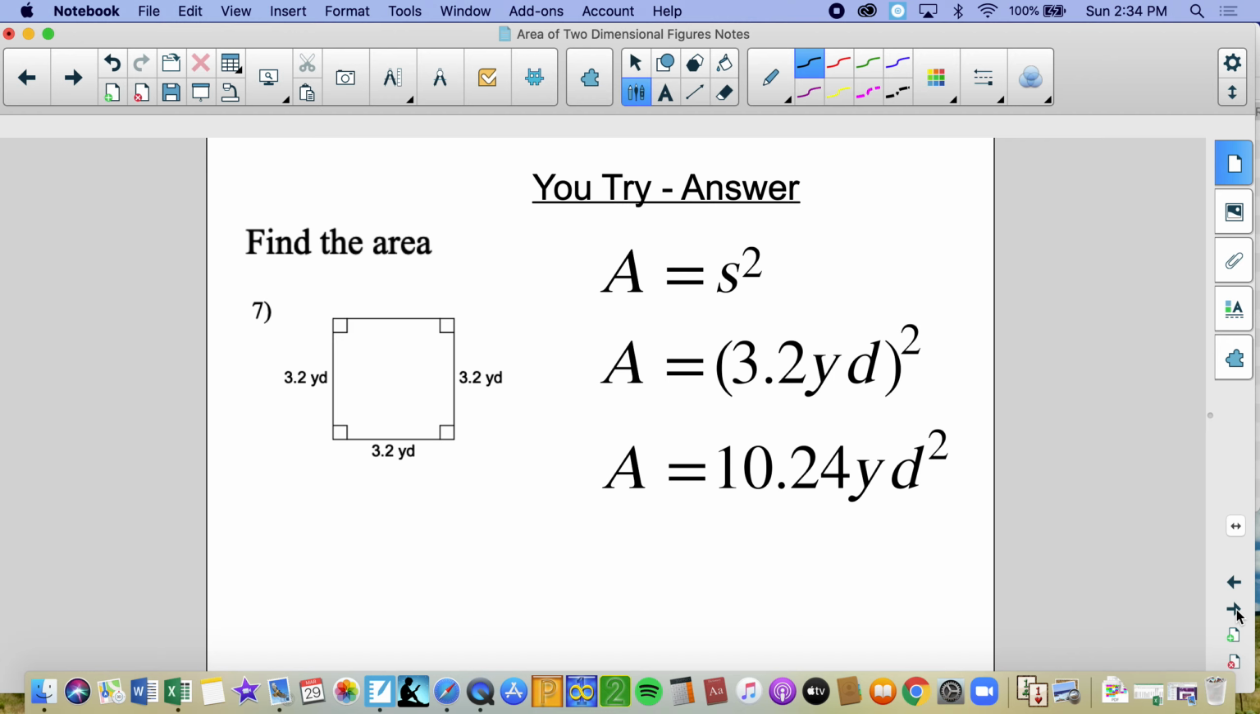We have our side length is 3.2 yards. So we're going to square 3.2, which gives us 10.24, and we're going to square yards, which gives us yards squared.